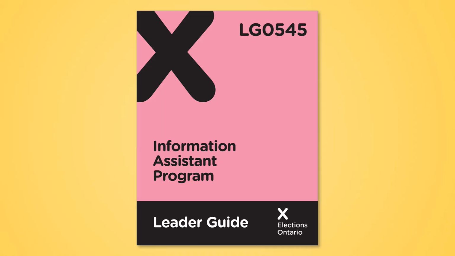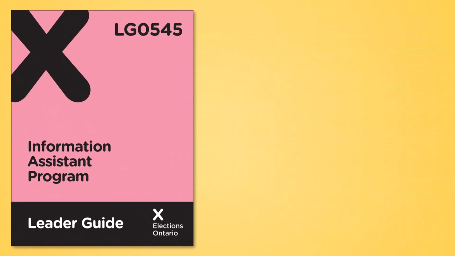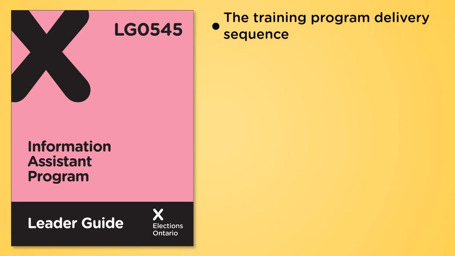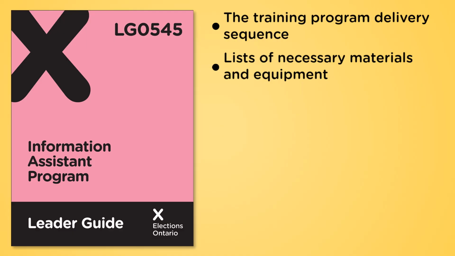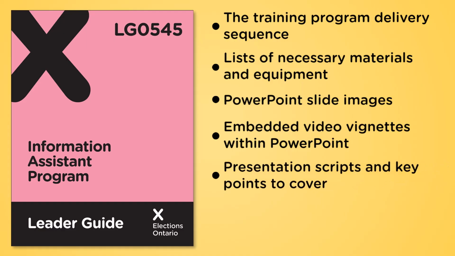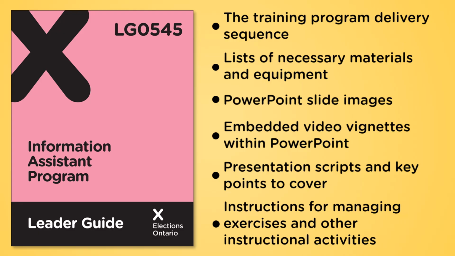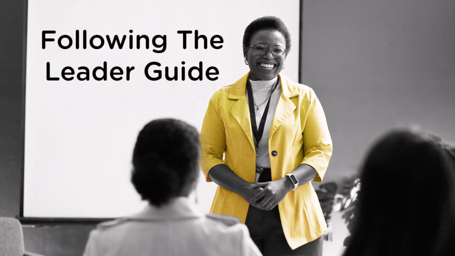The training officer is responsible for reading and reviewing each poll official program leader guide so that they understand how to use the tools to deliver training sessions in an accurate and standardized way. Each leader guide is a comprehensive package that contains the training program delivery sequence, lists of necessary materials and equipment, PowerPoint slide images, embedded video vignettes within PowerPoint, presentation scripts and key points to cover, and instructions for managing exercises and other instructional activities.